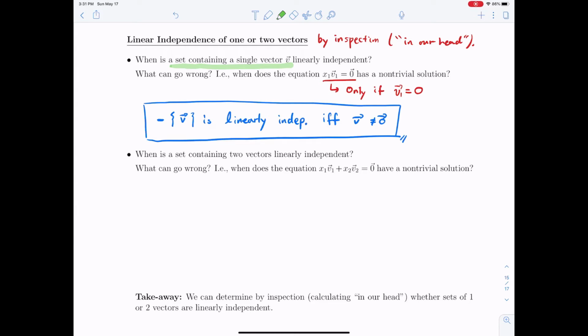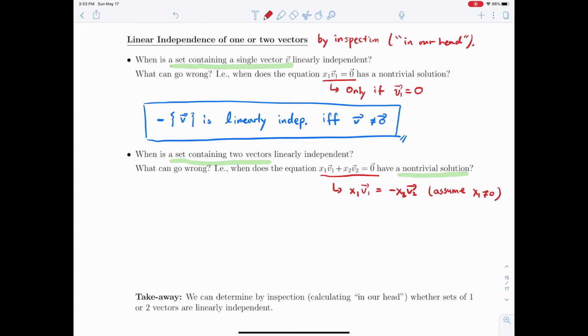Similarly, if you have a set containing two different vectors, and suppose that the given vector equation has a non-trivial solution, or in other words, the given vectors are linearly dependent, then we can move x2 v2 to the right hand side. And that gives you x1 v1 equals negative x2 v2. And because the equation has a non-trivial solution, either x1 or x2 is not equal to 0. So let's assume that x1 is not equal to 0.